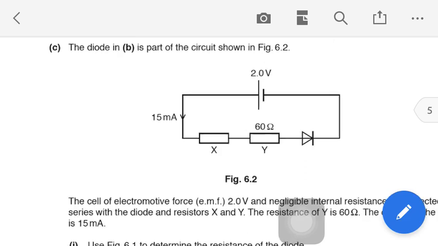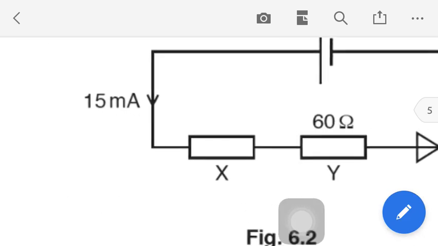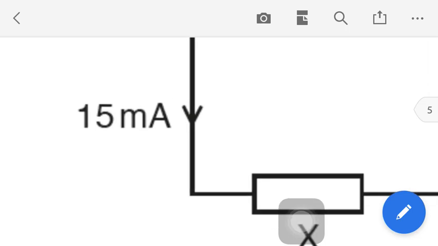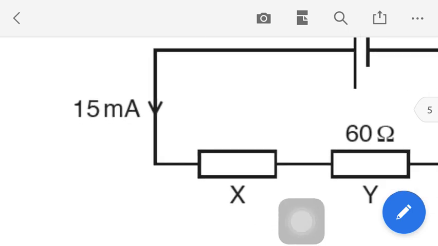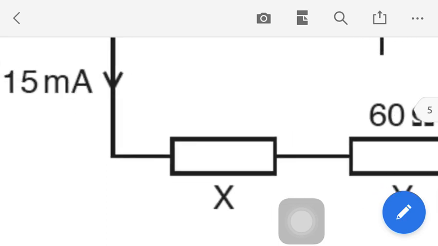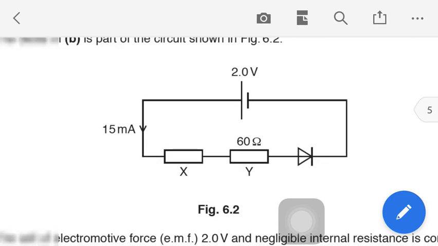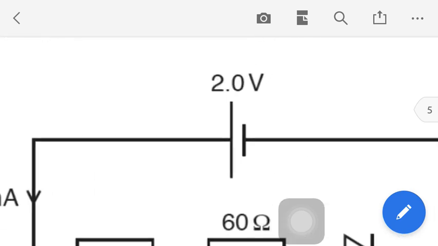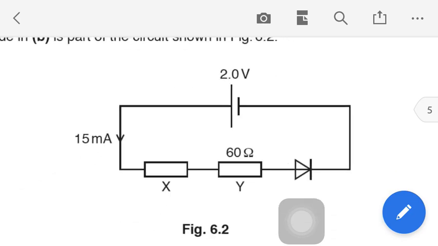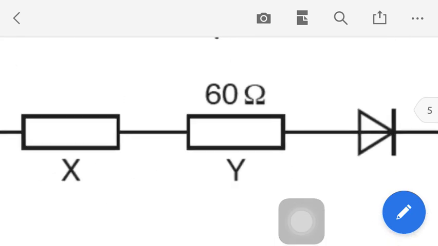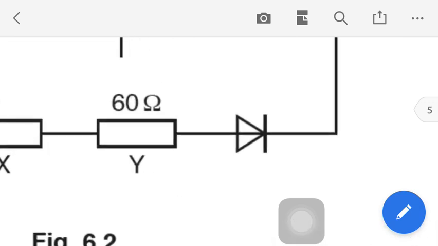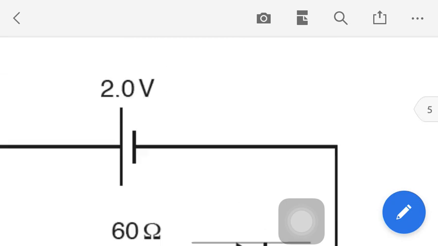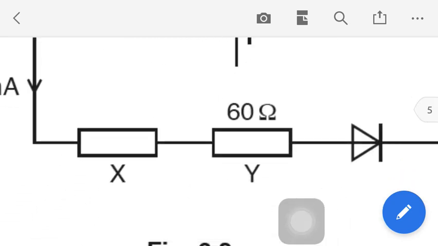So we want to calculate the resistance of X. You know the same current, 15 milliampere, is flowing through it, so no issue, you have the current value, but you need the voltage drop across X. To find the voltage drop across X, you have the total EMF, that is 2 volts. If you somehow manage to find the voltage drop across Y and the voltage drop across the diode, you can subtract them from 2 and find the voltage drop across X.